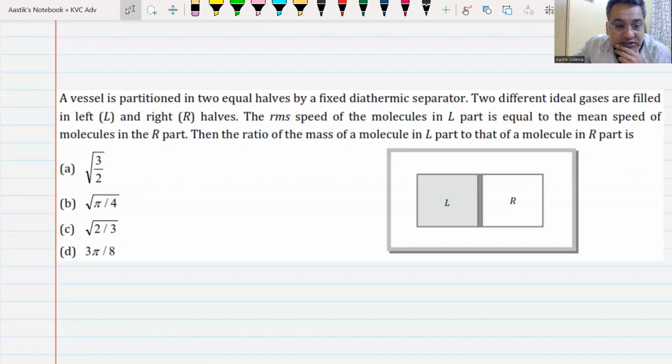A vessel is partitioned into two equal halves by a fixed diathermic separator. Diathermic means it can allow heat to flow. Two different ideal gases are filled in the left and the right half. The RMS speed of the molecule in the left half is equal to the mean speed of molecule in the R part. What is the ratio of the mass of a molecule in L part to that of a molecule in R part?